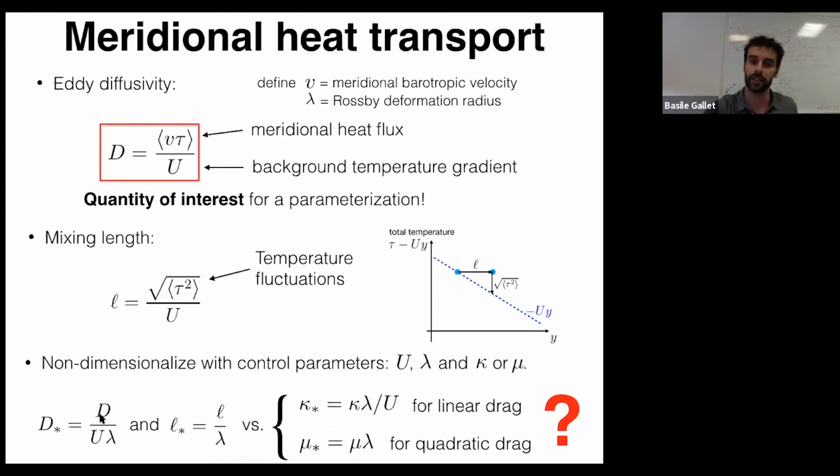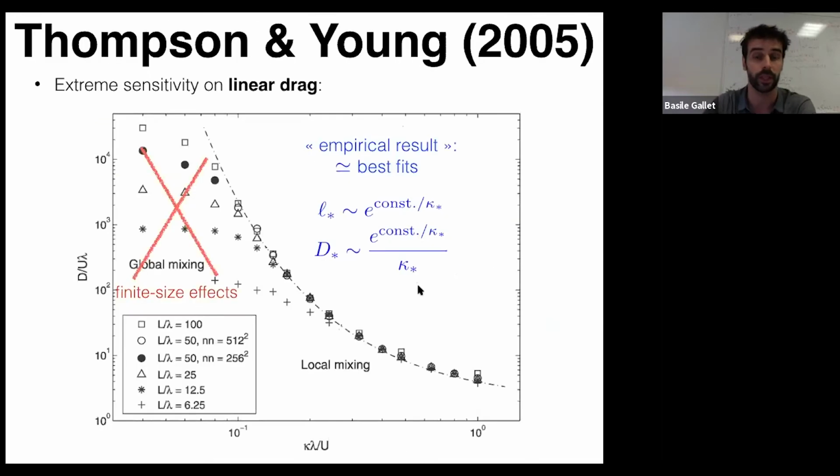Okay, so we're asking about the dependence of these quantities as a function of those drag coefficients, and of course we're not the first ones to wonder about that behavior. In fact, Thompson and Young did a fairly extensive numerical study of the system, and here is what they found. You can see the turbulent diffusivity in dimensionless form as a function of the dimensionless drag coefficient.